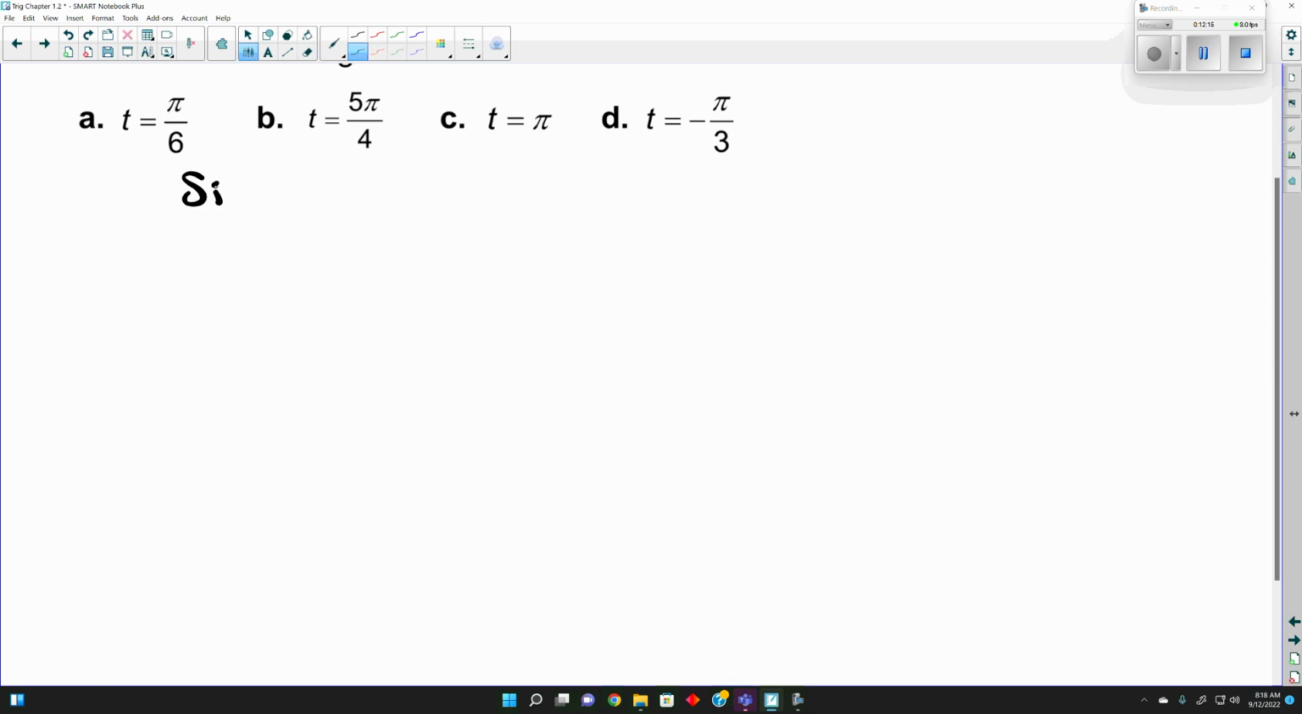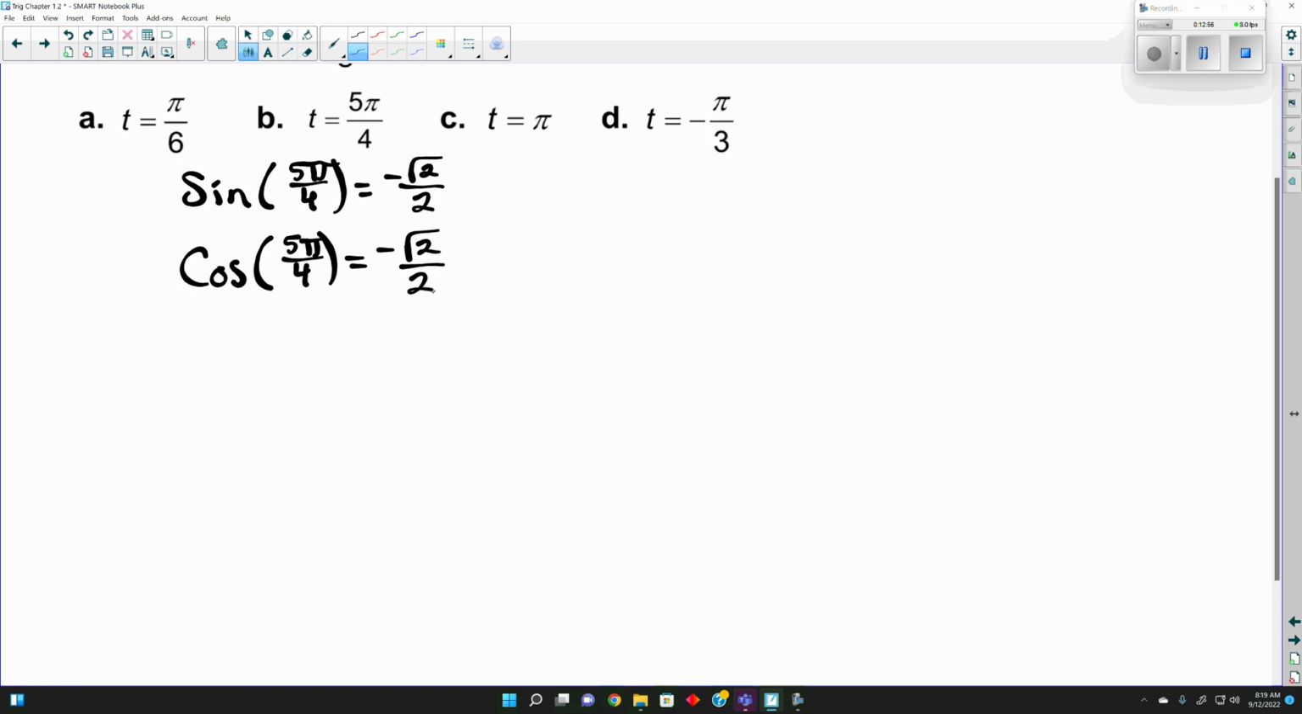5 pi over 4. So we can look at sine of 5 pi over 4. And again, I would come right back to this unit circle and see where is 5 pi over 4. We're all the way down in the third quadrant, yes? And if we look at that there, sine, the y value, is negative square root 2 over 2. Cosine of 5 pi over 4, incidentally, is negative square root 2 over 2.